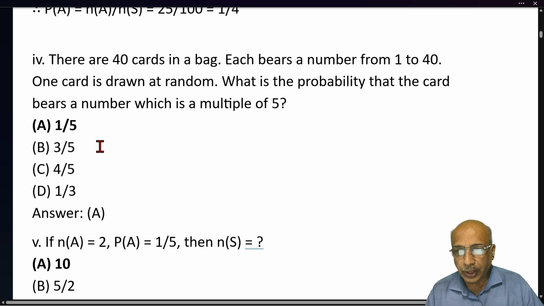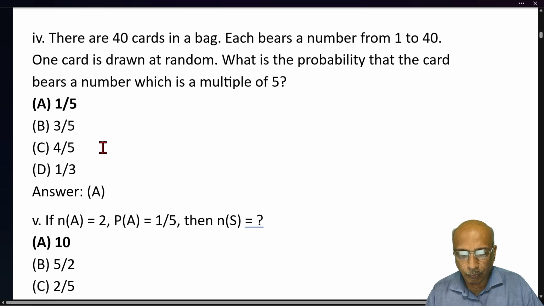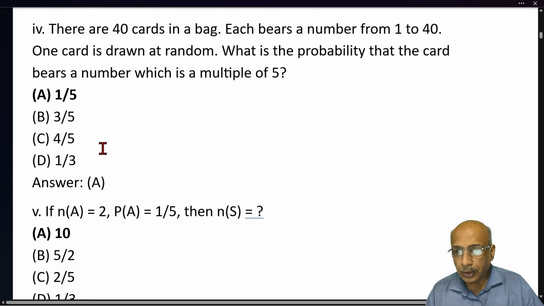There are 40 cards in a bag. Each bears a number from 1 to 40. One card is drawn at random. What is the possibility that the card bears a number which is a multiple of 5? So here 40 cards are there. So such numbers: 5, 10, 15, 20, 25, 30, 35, 40. So 8 numbers will be there. So 8 upon 40 equals 1 by 5. Option will be A.